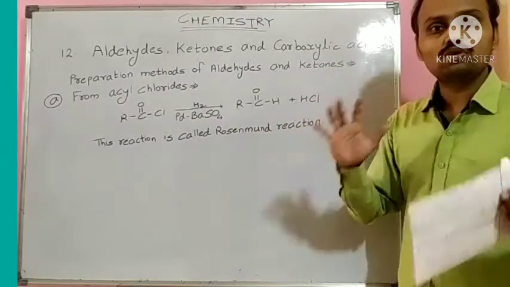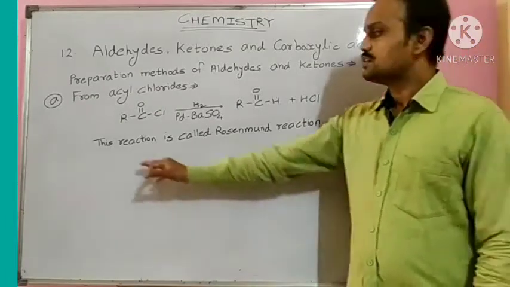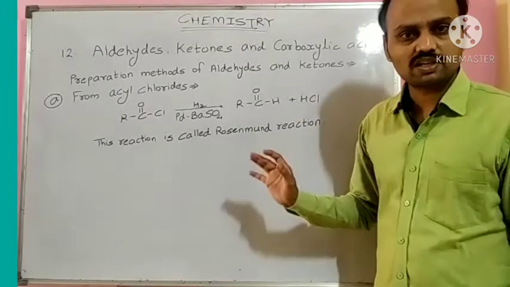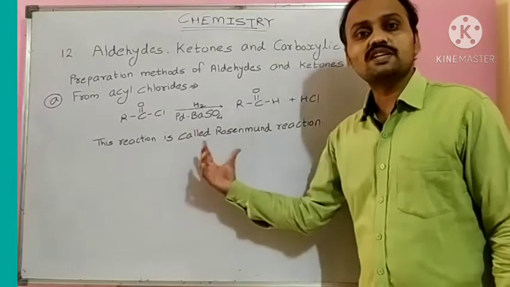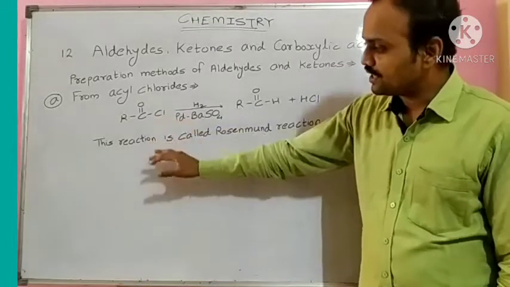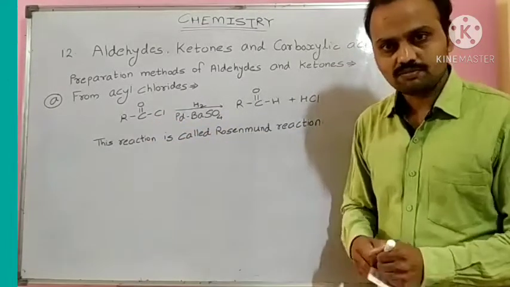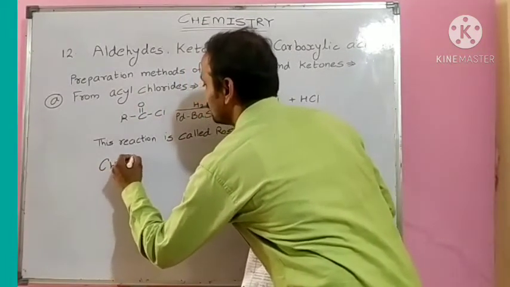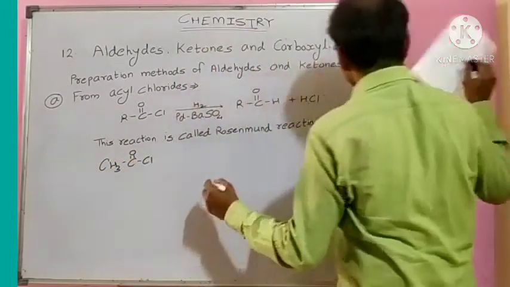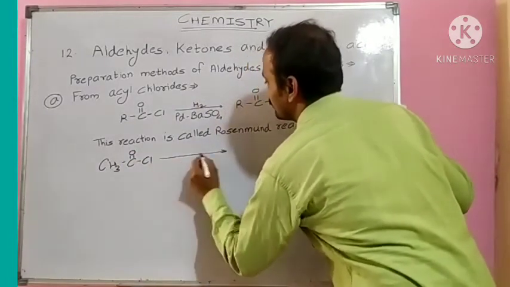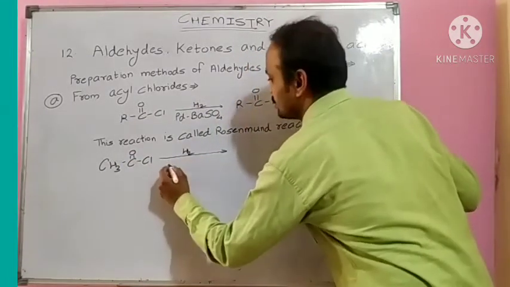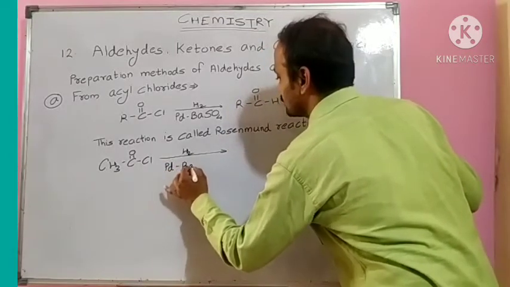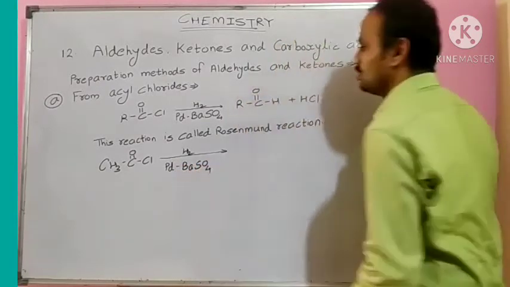And a very important thing, this reaction is called the Rosenmund reaction. This is a name reaction from our chapter, Rosenmund reaction. Now I will write an example for the same. Example is CH3COCl, H2 means reduction, palladium in presence of BaSO4, what do we get?